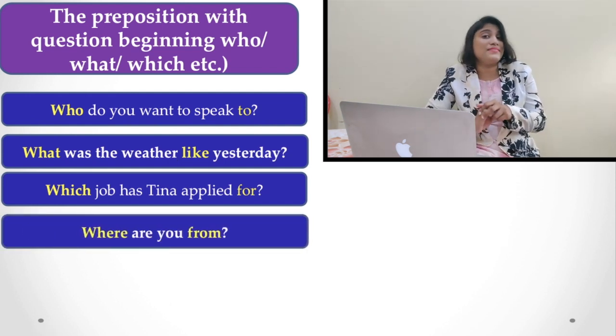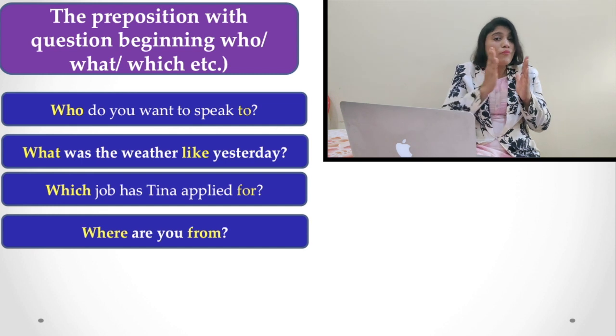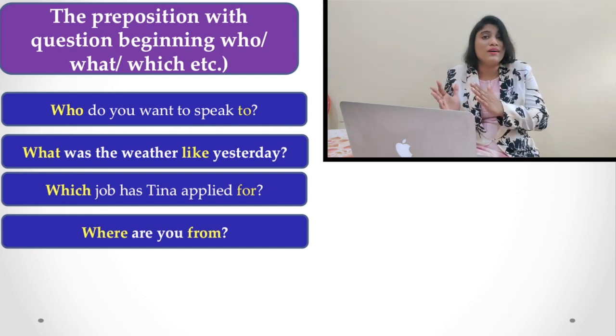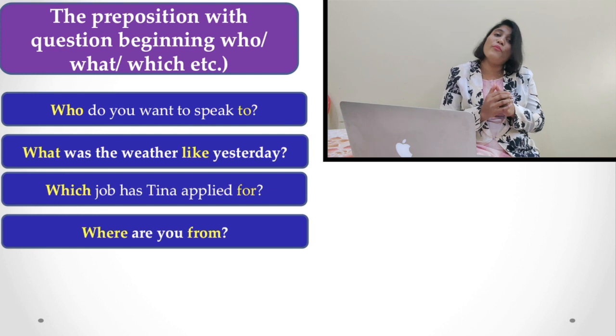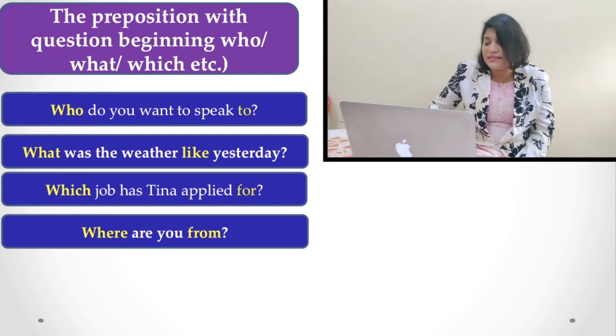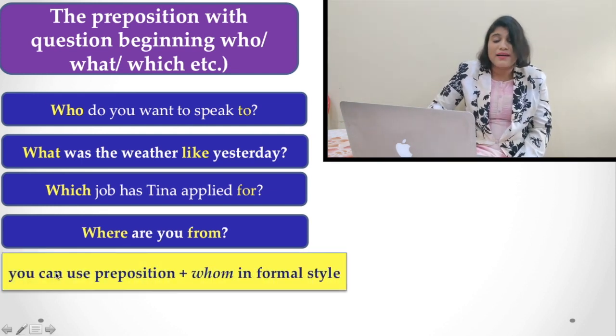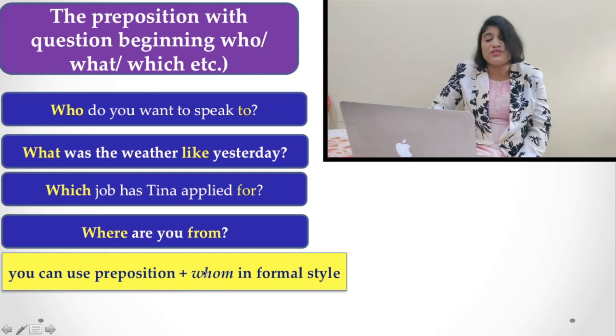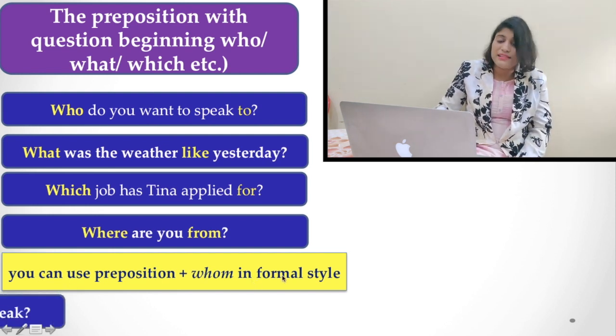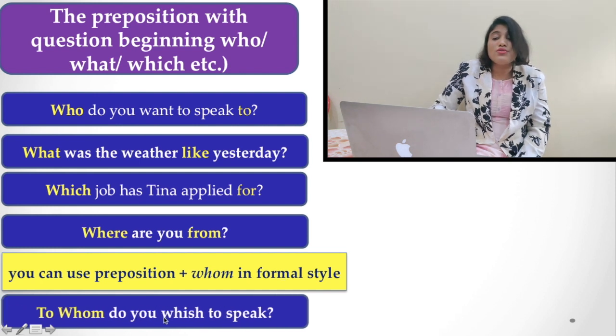But another important point: preposition plus whom can be used in formal style. That is, to whom do you wish to speak? Here you find that to can be used at the beginning. But in all these cases, another example, where are you from? You do not say from where are you. This is not the proper use.